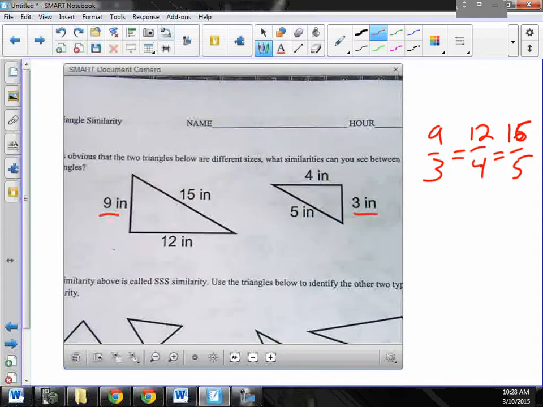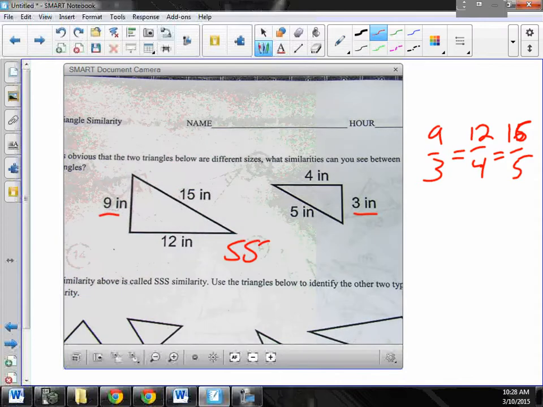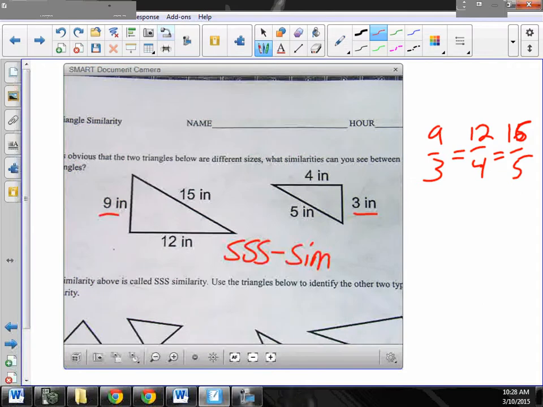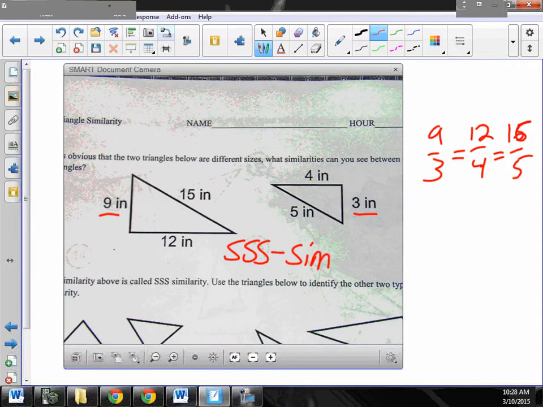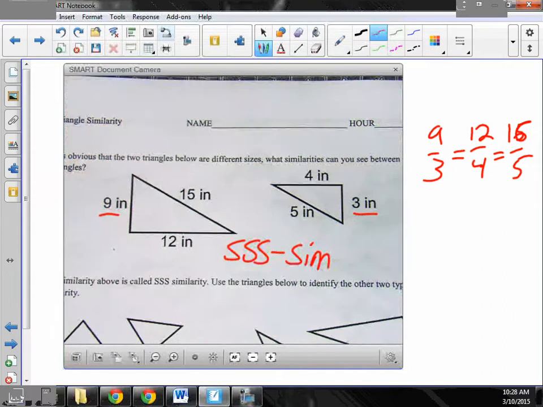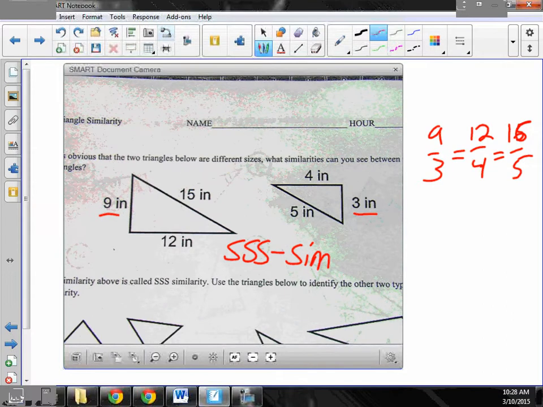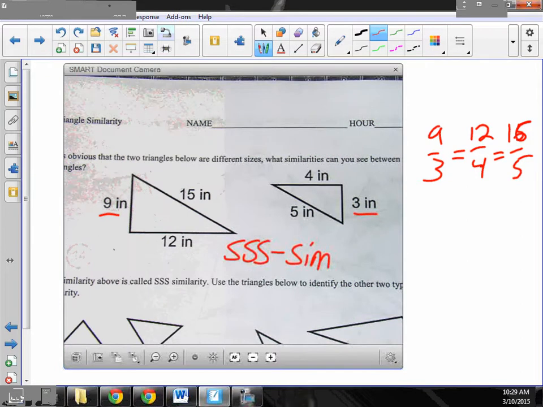Yes. So we call this side, side, side, similar. And we have to write the word similar, or at least the abbreviation, because we want to remind whoever's looking at this that they're not congruent. They're not the same size, they're merely the same shape.